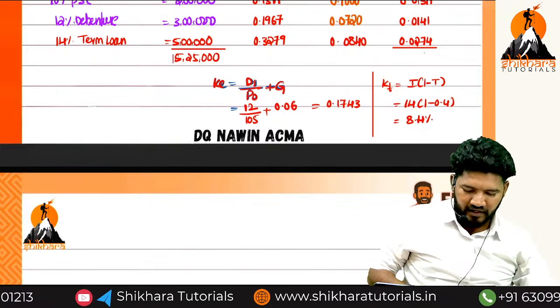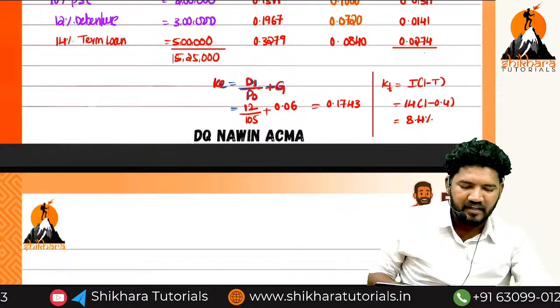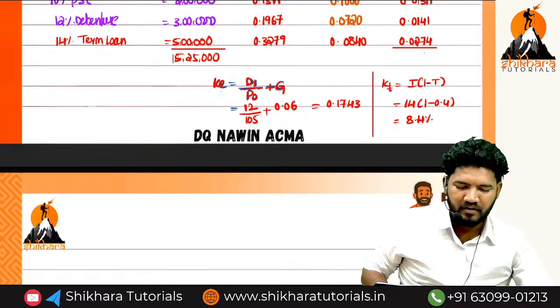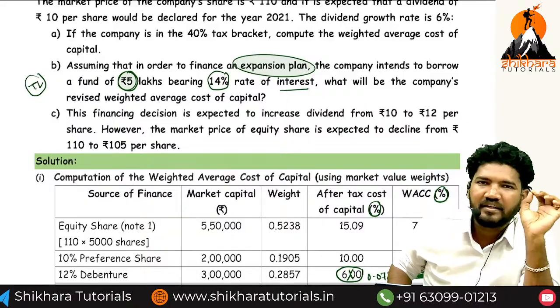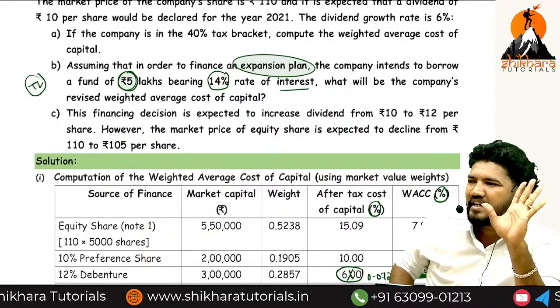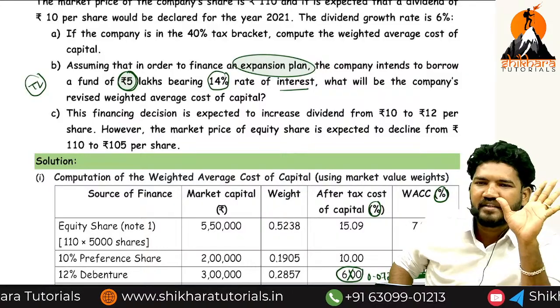I think in the material, one clerical error is done. That's why the answers will be different. Instead of 40%, they have taken a 50% tax rate. That's why the answer came out differently.